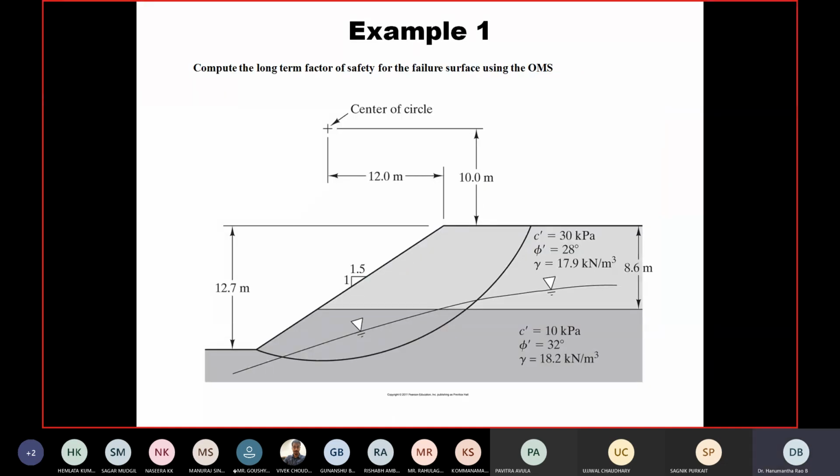So note down another sum. Compute the long-term factor of safety for the failure surface using Bishop's procedure, the ordinary method of slices.